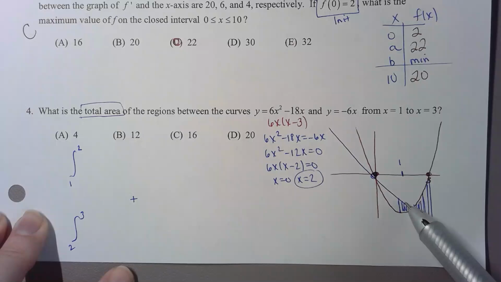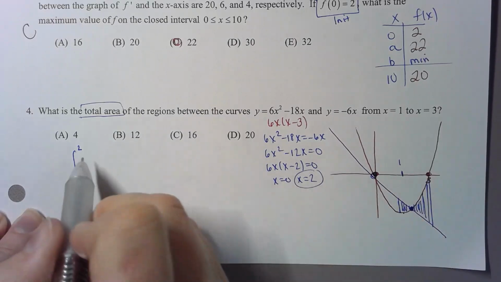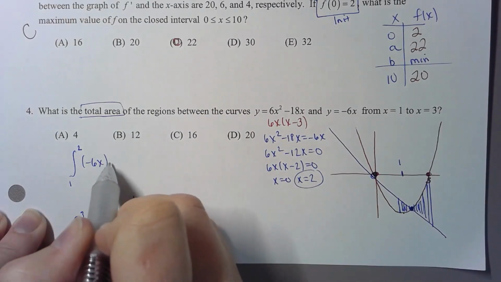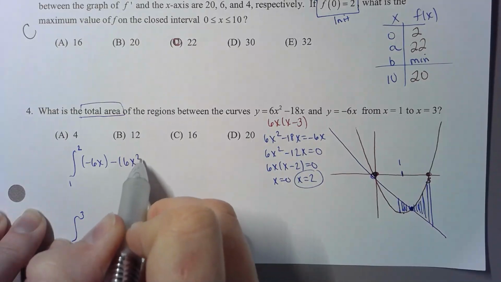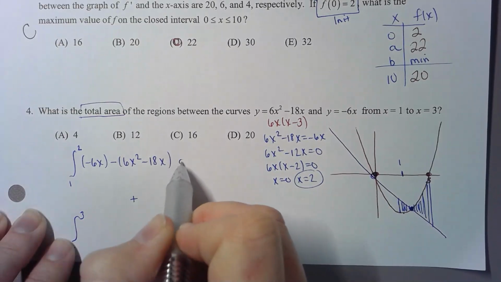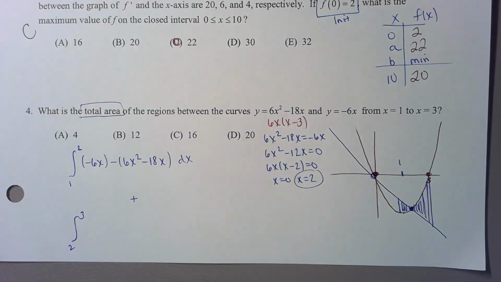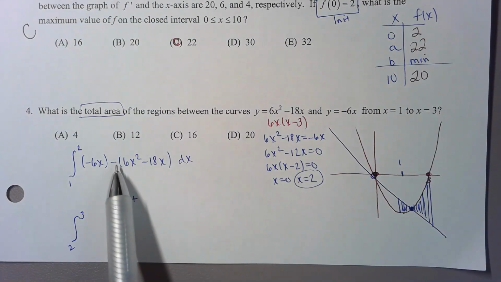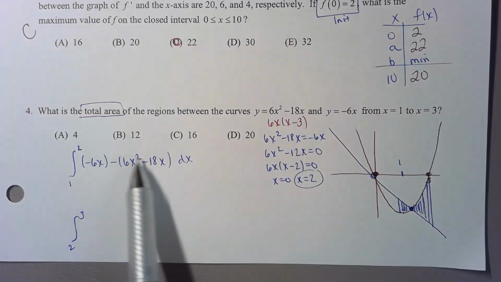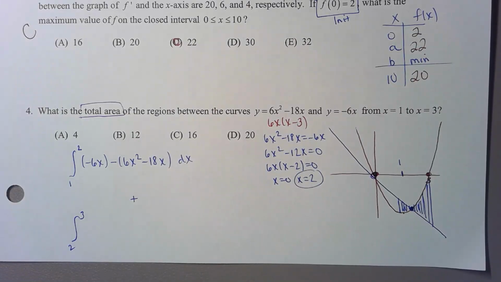All right, my first integral, I need top curve minus bottom curve. My top curve is the line, negative 6x, and my bottom curve is the parabola, 6x squared minus 18x. We'll distribute the negative, combine like terms, take the antiderivative, plug in the bounds. This is actually quite a bit of work.